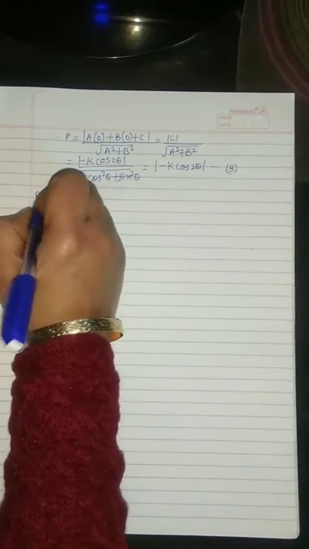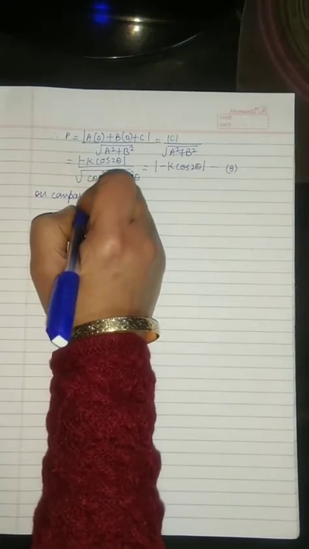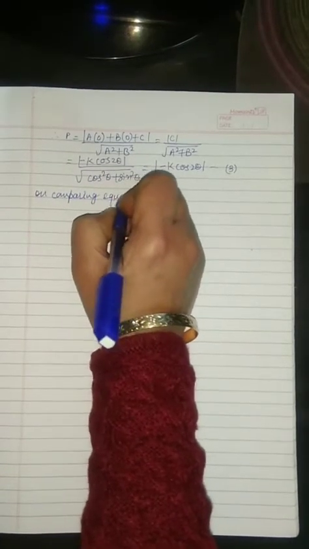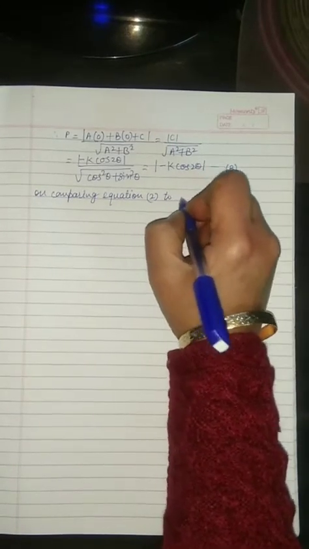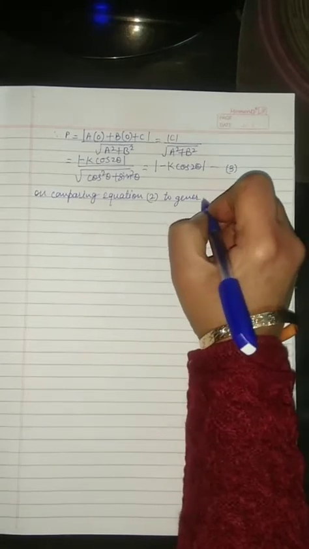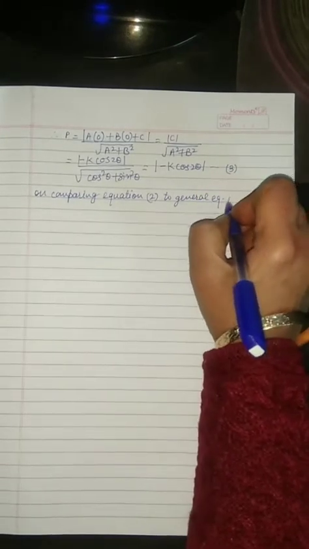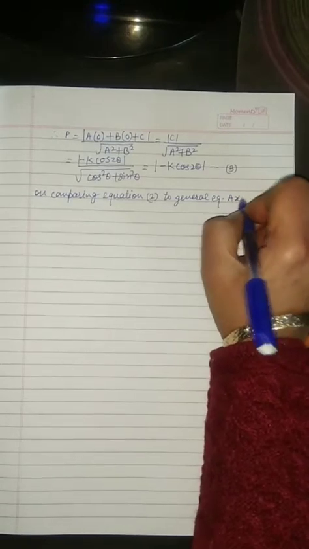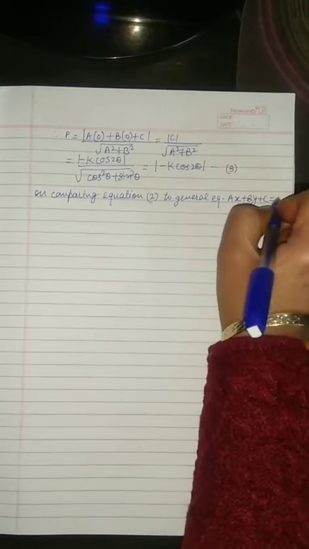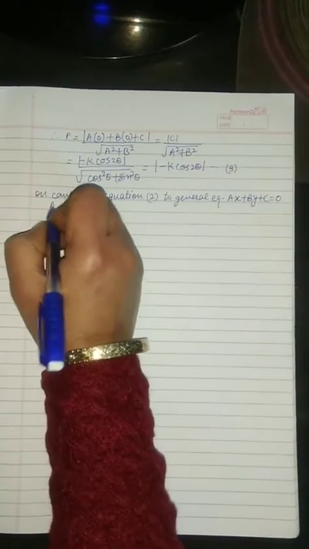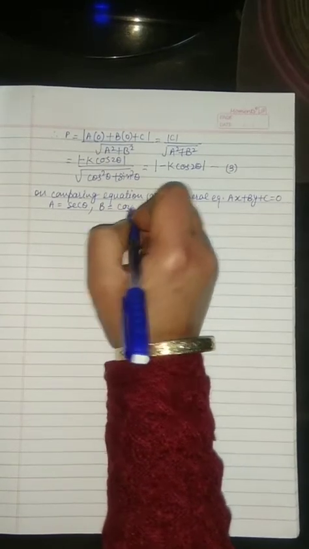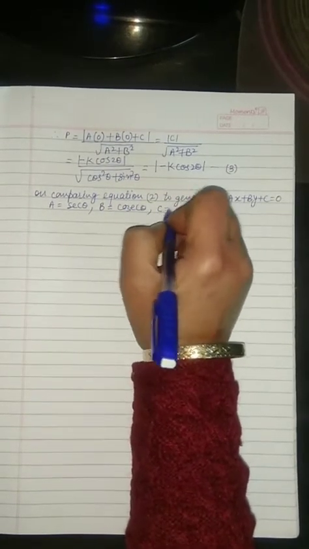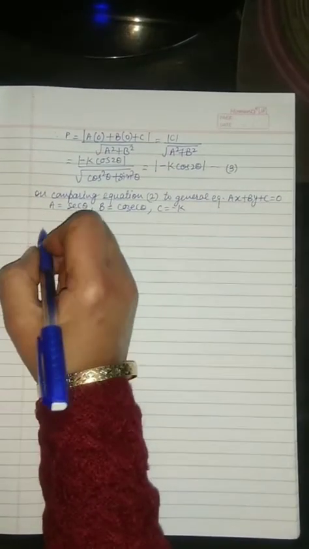Now we will compare equation 2 similarly to the general equation ax plus by plus c is equal to 0. So we will get a is equal to secant theta, b is equal to cosecant theta and c is equal to minus k.